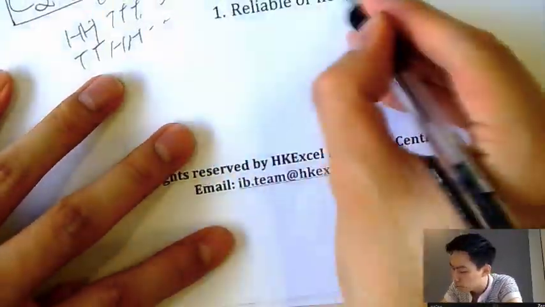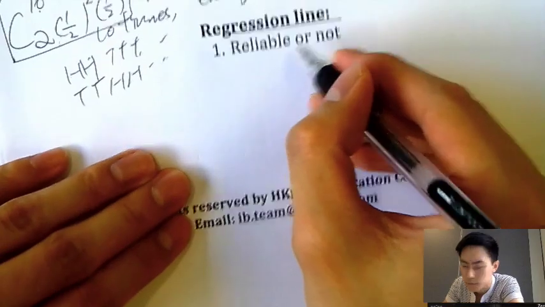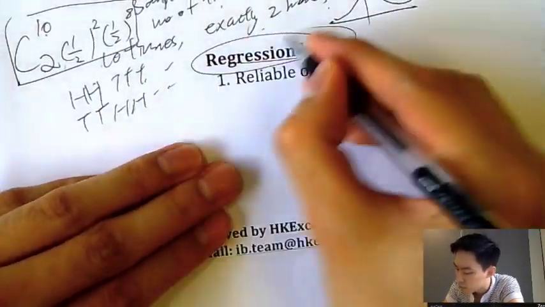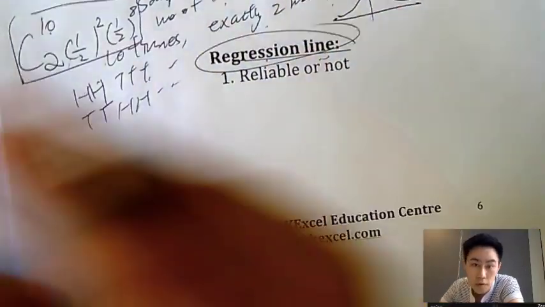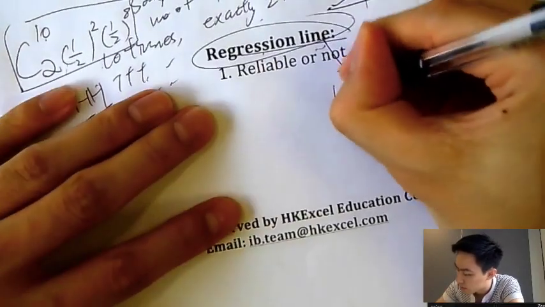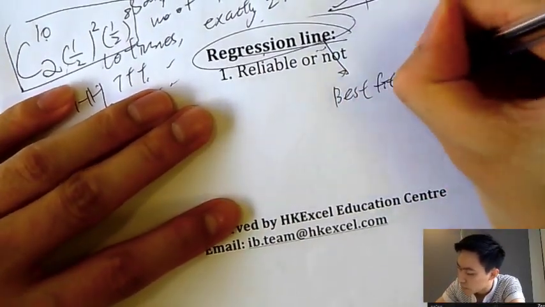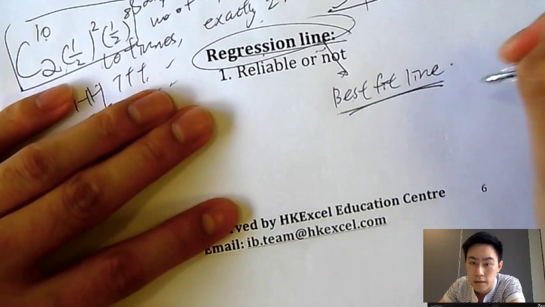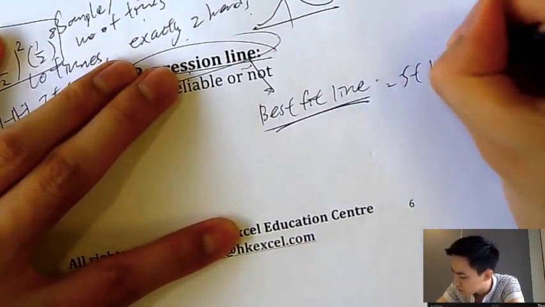And then for the regression line, basically you need to know when we should use the regression line and what it means. A regression line is actually a best fit line. But you may not understand this word. So basically, in simple words, it's a straight line.